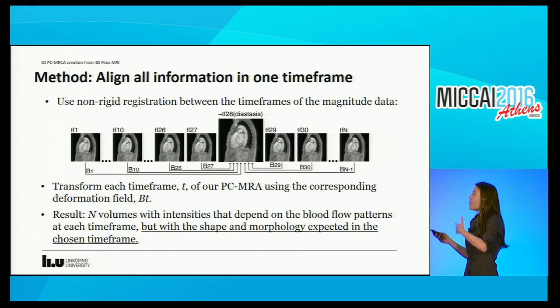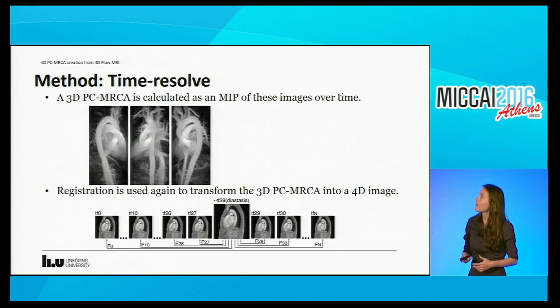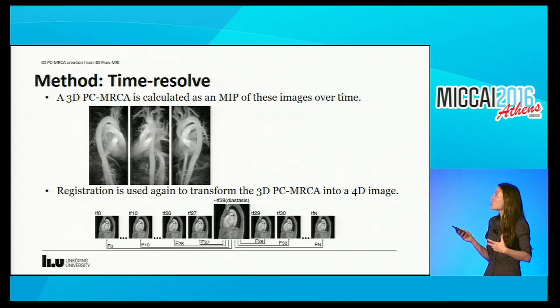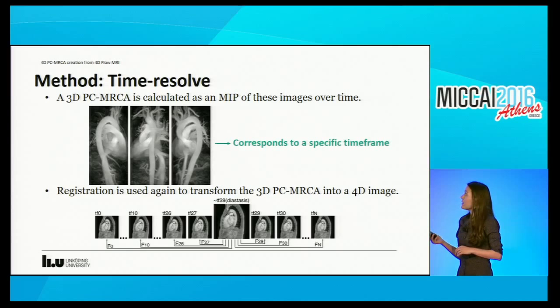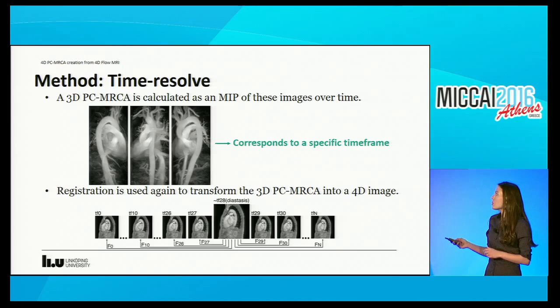So now we have a three-dimensional PC-MRCA, which is calculated as a maximum intensity projection of these images over time. So this is the same as we were doing before with the average in the other methods, but now we know that this image corresponds to a very specific time frame that we had selected. So we have not lost that time dimension. And now we can use registration again to transform the 3D PC-MRCA into a four-dimensional image. We will use sort of the opposite registration. We will register the magnitude image from diastasis to all of the other time frames, and we will use those deformations on our 3D image to obtain a four-dimensional image again.